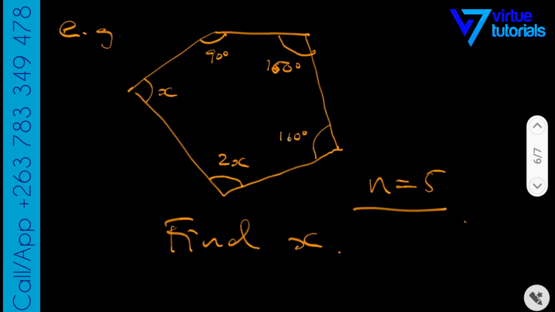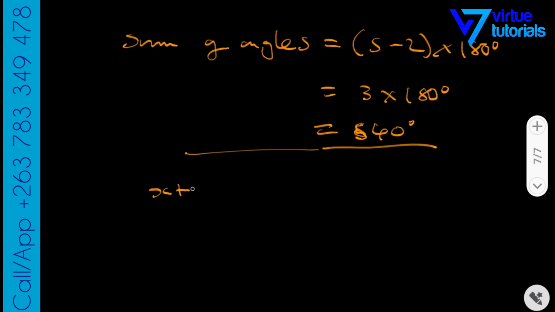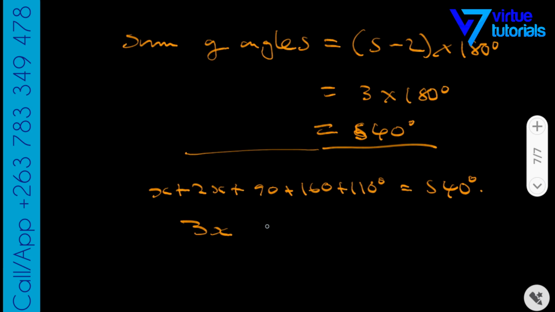So if I add up all angles, they should give me 540. That's x plus 2x plus 90 plus 160 plus 110 is equal to 540 degrees. So that gives you 3x. If I add this up, plus 360 is going to be 540.